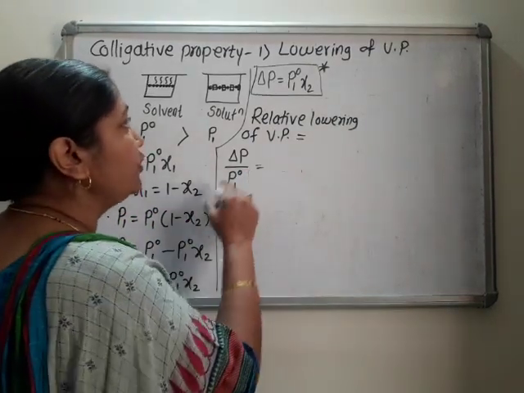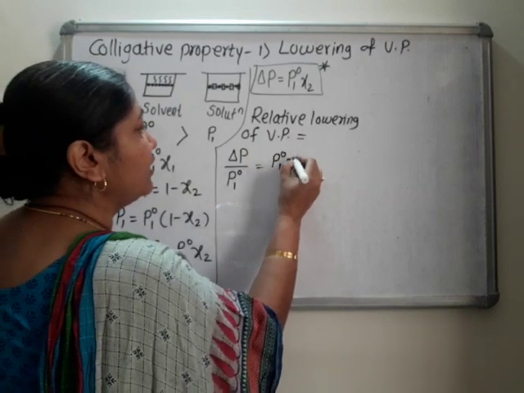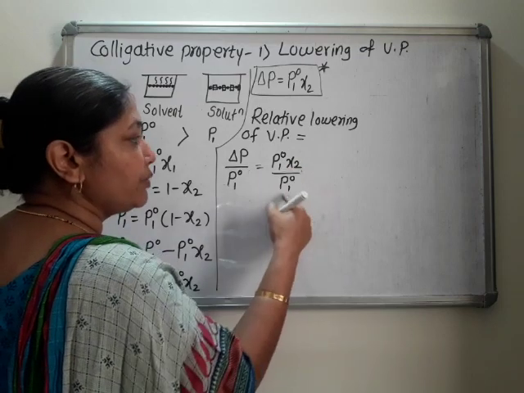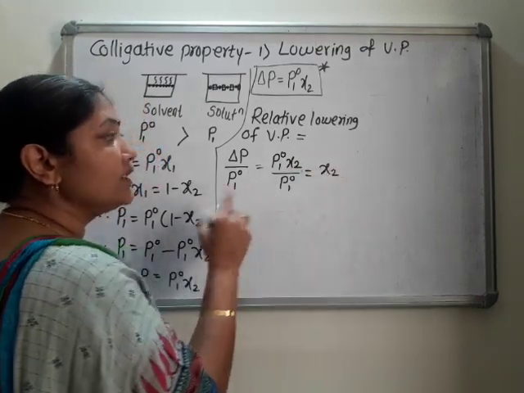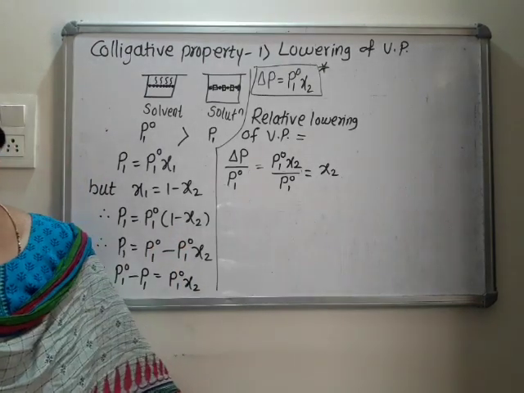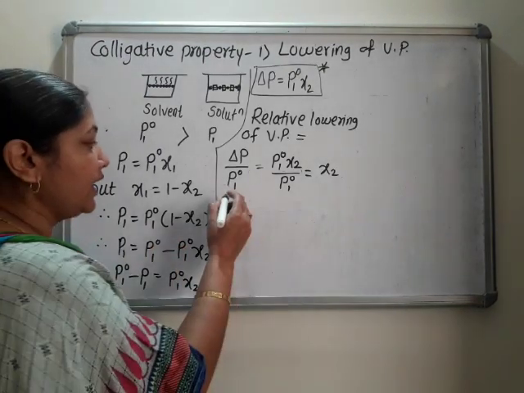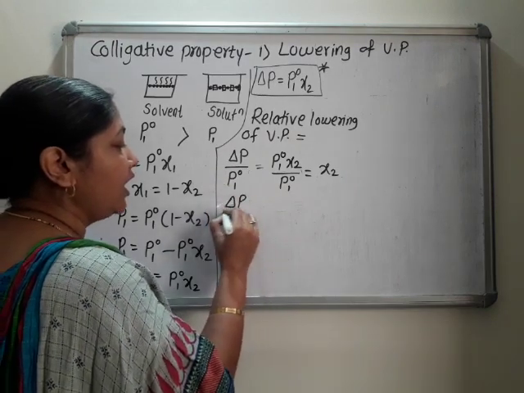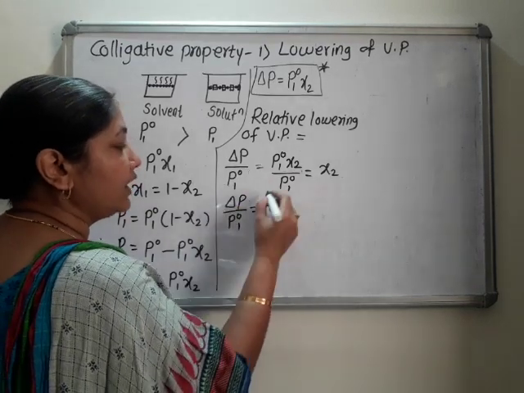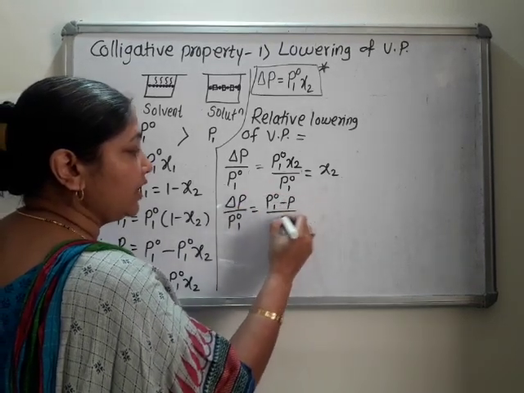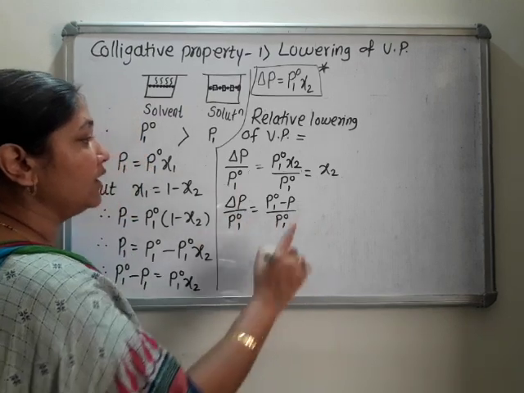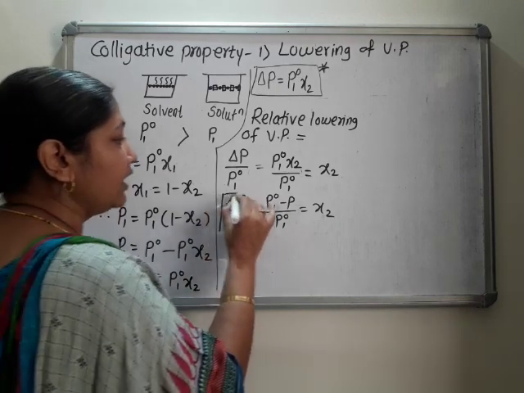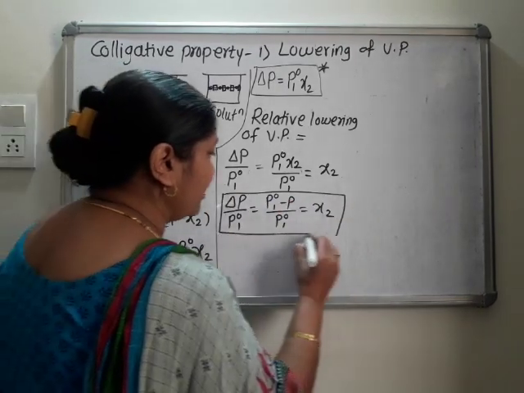Okay, so put the values. Delta P is nothing but P01 x2, so P01 x2 upon P01. This P01 gets cancelled, so we get this value equal to x2. So we can say delta P upon P01, that is, P01 minus P upon P01, is equal to x2. This is relative lowering of vapor pressure.